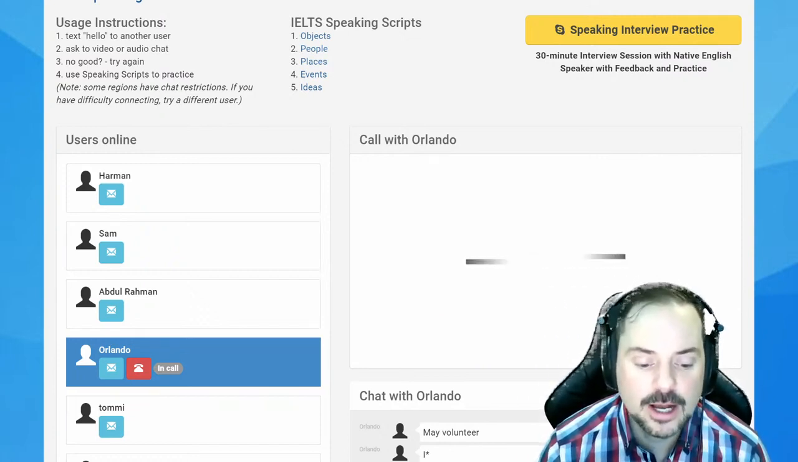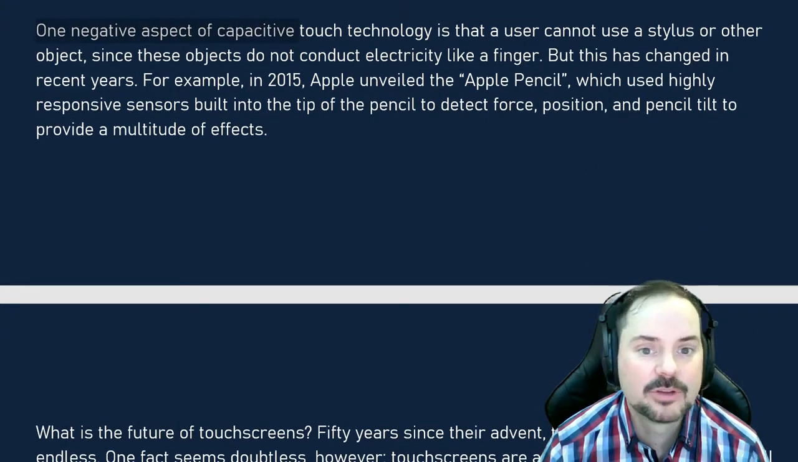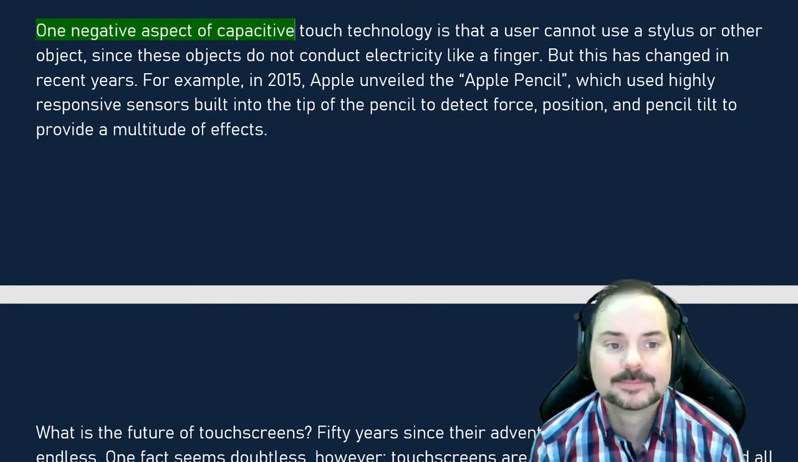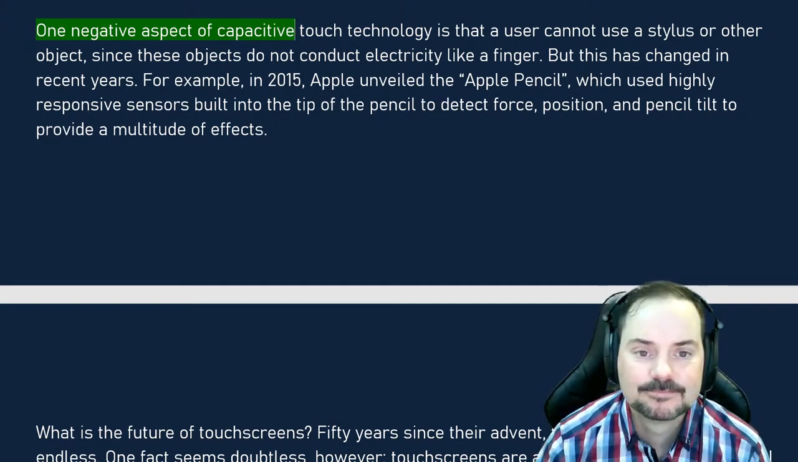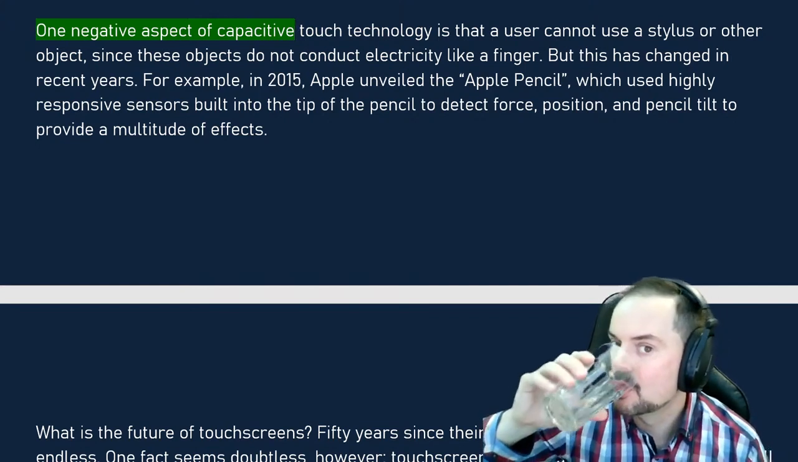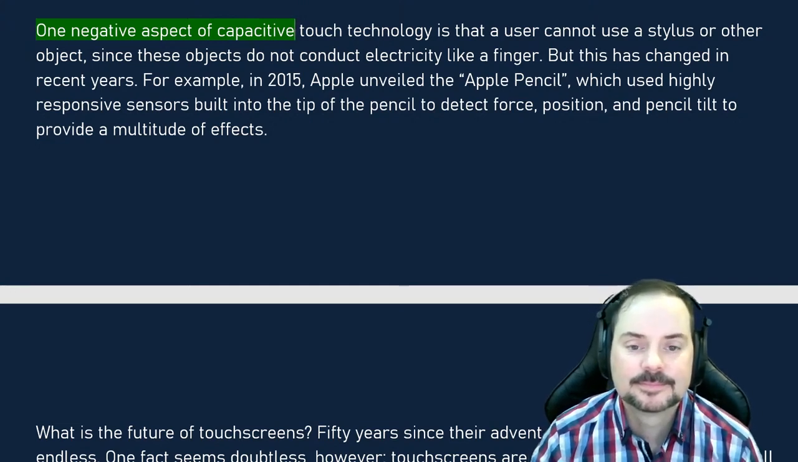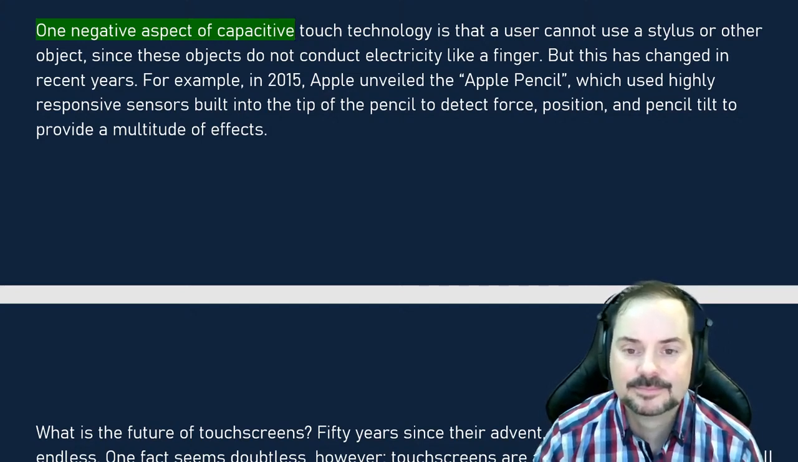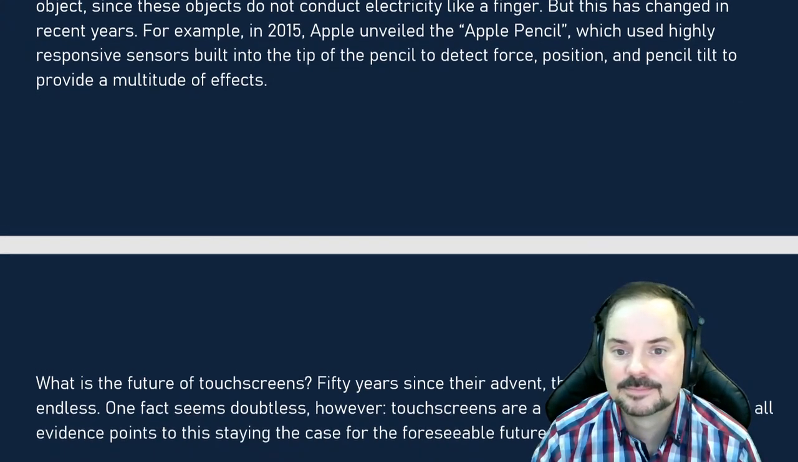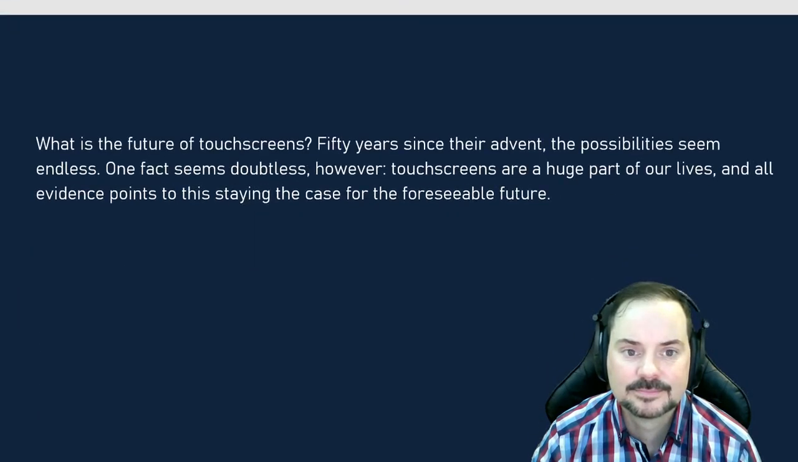One negative aspect of capacitive touch technology is that a user cannot use a stylus or other object, since these objects do not conduct electricity like a finger. But this has changed in recent years. For example, in 2015, Apple unveiled the Apple Pencil, which used highly responsive sensors built into the tip of the pencil to detect force, position, and pencil tilt to provide a multitude of effects.